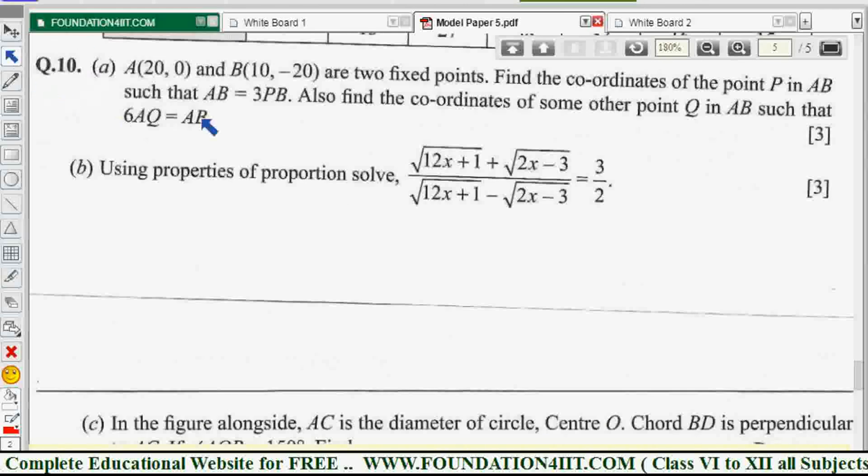In question number 10, the first one is from coordinate geometry. So let me take the question here. Your points A is 20, 0 and B is 10, minus 20, two fixed points. Find the coordinates of the point P in AB such that AB is equal to 3PB. Condition is given. Also find the coordinates of some other point Q in AB such that 6AQ is equal to AB. First we will find AB is equal to 3 into PB condition, and use the section formula to find the point P.